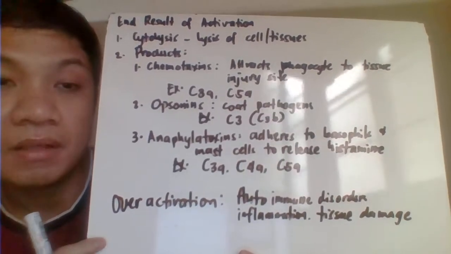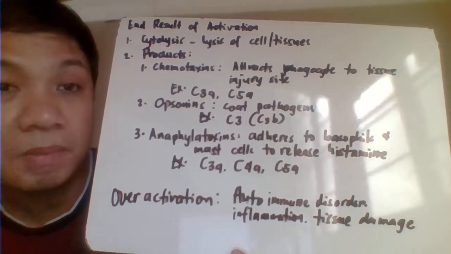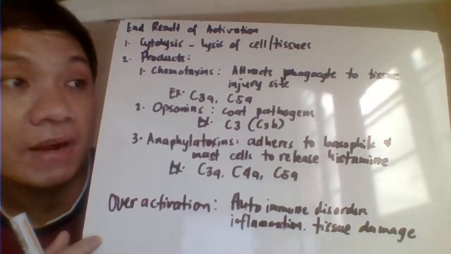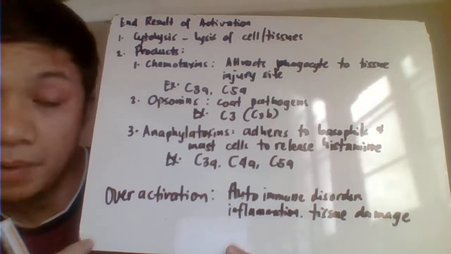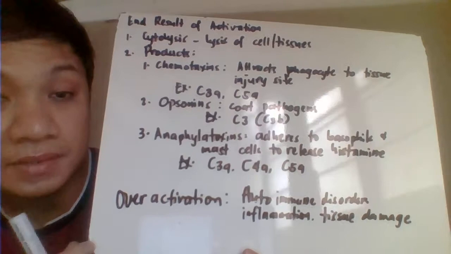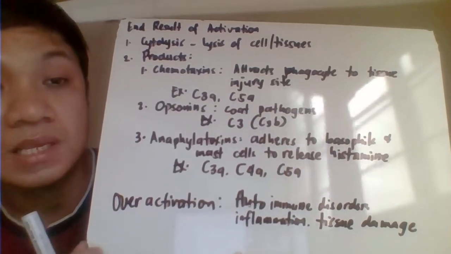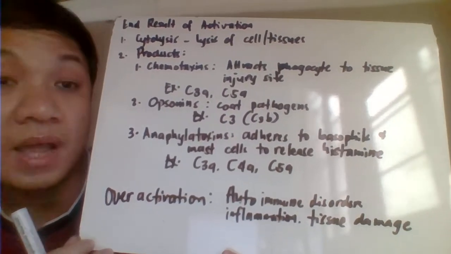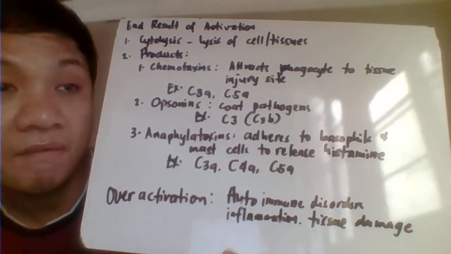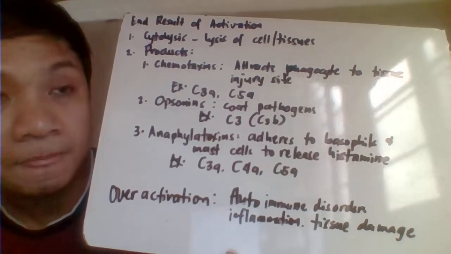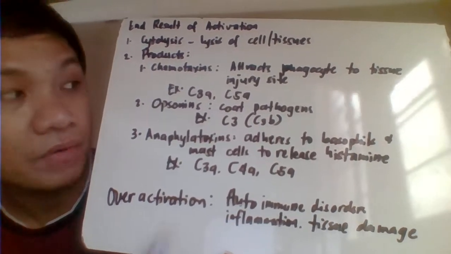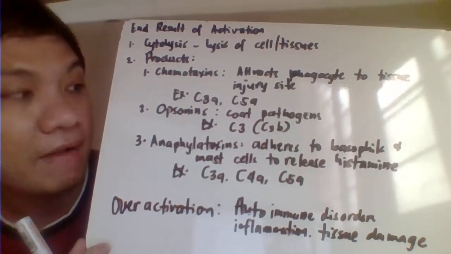Another part of the activation of your complement system is that it also produces several products. These products may serve as your chemotoxins. When we speak about chemotoxins, these are the products which attract your phagocytes toward the tissue injury. Your chemotoxins are in the form of your C3a and also your C5a.